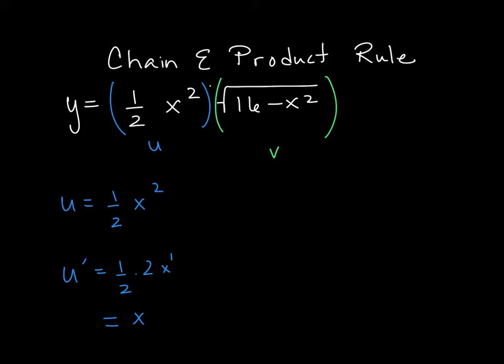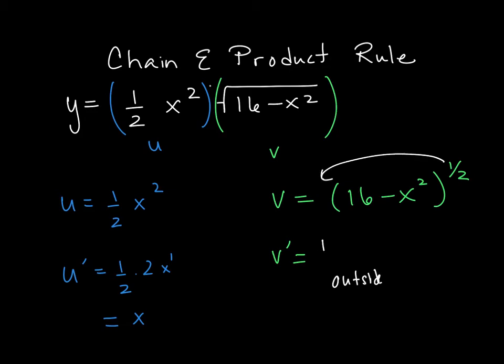Now, for the next one, I have V. I'm going to rewrite V as 16 minus x squared to the 1/2 power. For V prime, I need the chain rule. So the first thing I want to do is take the derivative of the outside. I do that by bringing the 1/2 out front. Then it's going to be 16 minus x squared. I subtract 1 in the form of 2 over 2, so that's going to be to the negative 1/2 power.